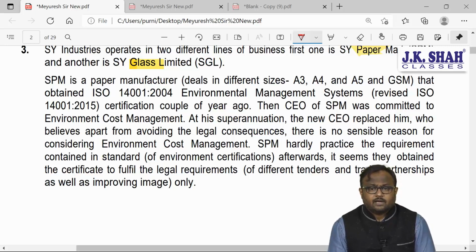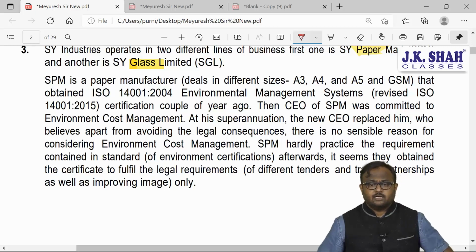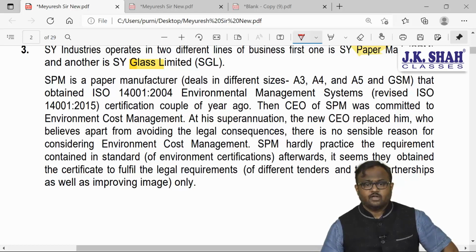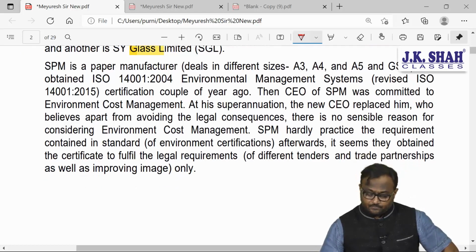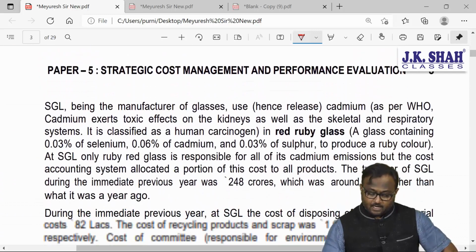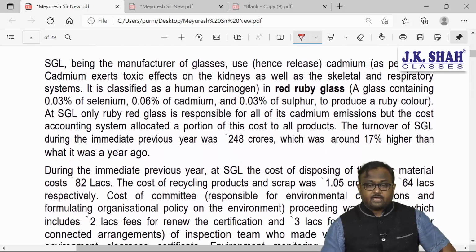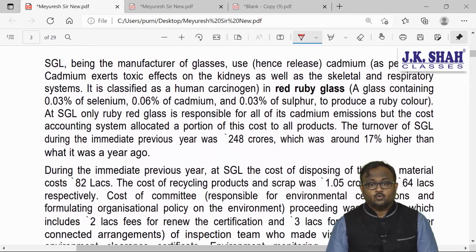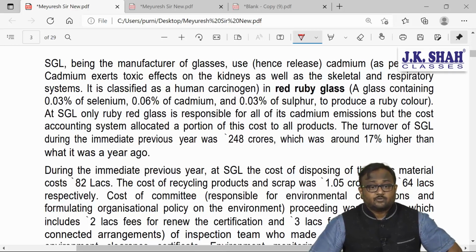SPM hardly practiced the requirement contained in the standard afterwards. It seems they obtained the certificates to fulfill the legal requirement only. HGL, being the manufacturer of glasses, use cadmium, which is toxic for kidneys as well as skeletal and respiratory systems.